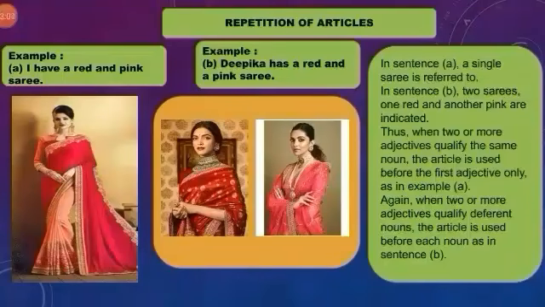Thus, when two or more adjectives qualify the same noun, the article is used before the first adjective only, as in example A. Again, when two or more adjectives qualify different nouns, the article is used before each noun, as in sentence B.